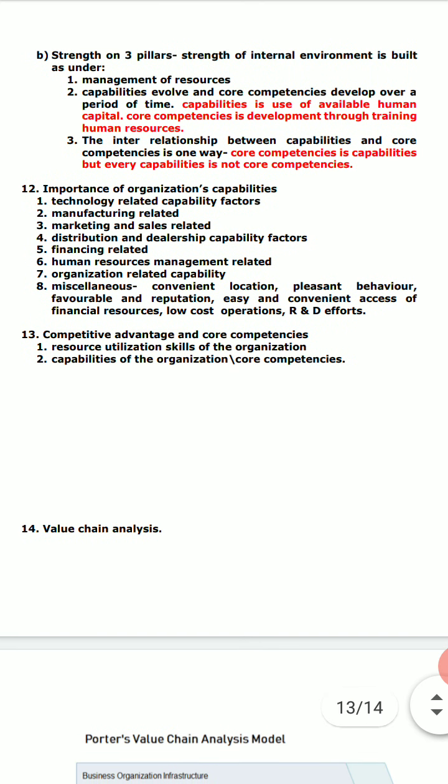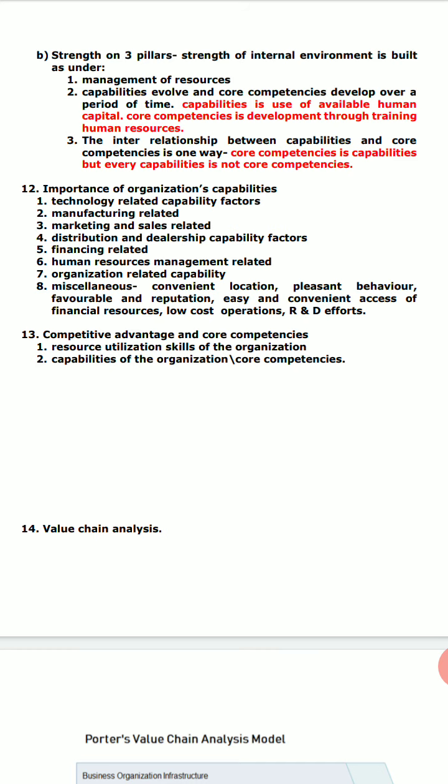The next thing that we need to learn here is the strength of three pillars on which the whole internal environment is built up. Number one, as you can see here, is the management of resources. As I told you earlier also, these are the three pillars, and they are a little bit different from each other, so try to see it from a different aspect. All right, here we are going to see three pillars on which the whole internal environment is built up. It is framed on these three pillars.